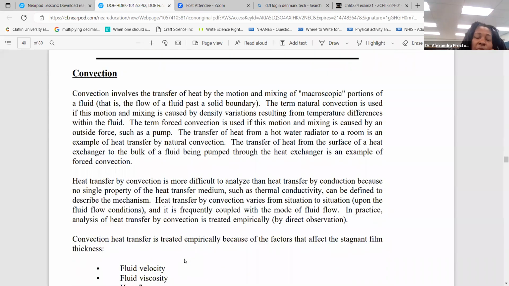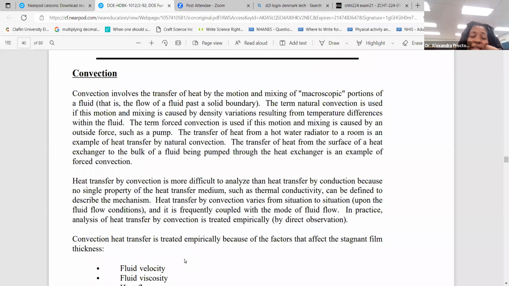So heat transfer by convection is more difficult to analyze than heat transfer by conduction because no single property of the heat transfer medium, such as thermal conductivity, can be defined to describe this mechanism. Heat transfer by convection varies from situation to situation depending upon the fluid flow conditions, and it is frequently coupled with the mode that the fluid flows.